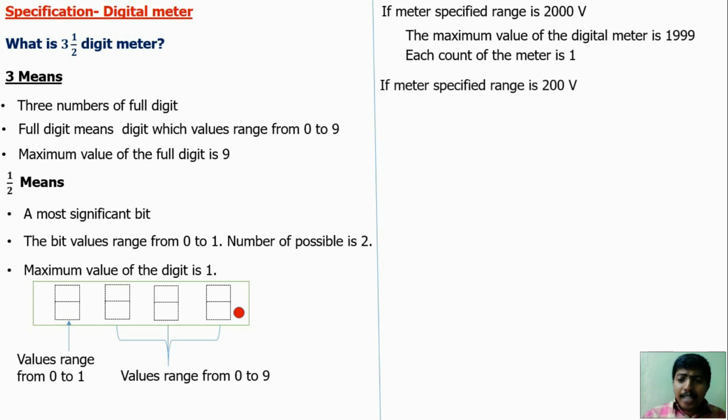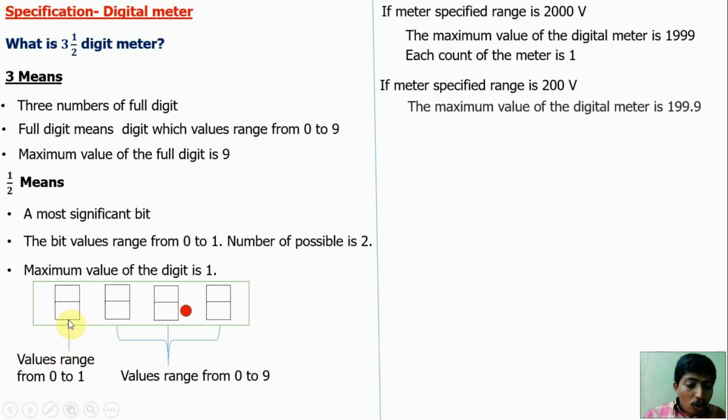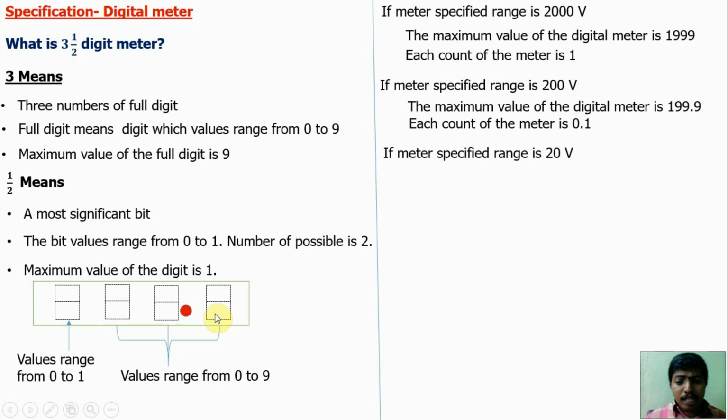If the meter specified range is 2000 volt, the point will be here. If you select the range 200 volt, automatically the point will move here based on the program. Now the maximum value of the digital meter is 199.9. What is the each count? 0, 0.1, 0.2, 0.3. So each count of the meter is 0.1. Initially 000.0, then 000.1. So each count of the meter is 0.1. If the meter specified range is 20 volt, the point will move here.